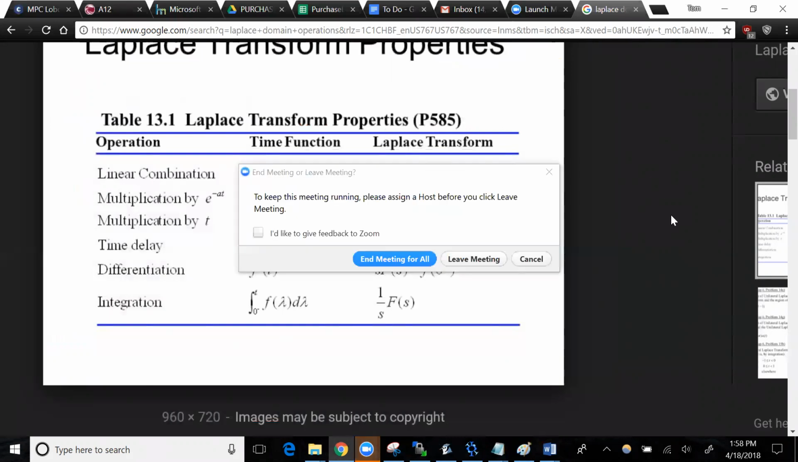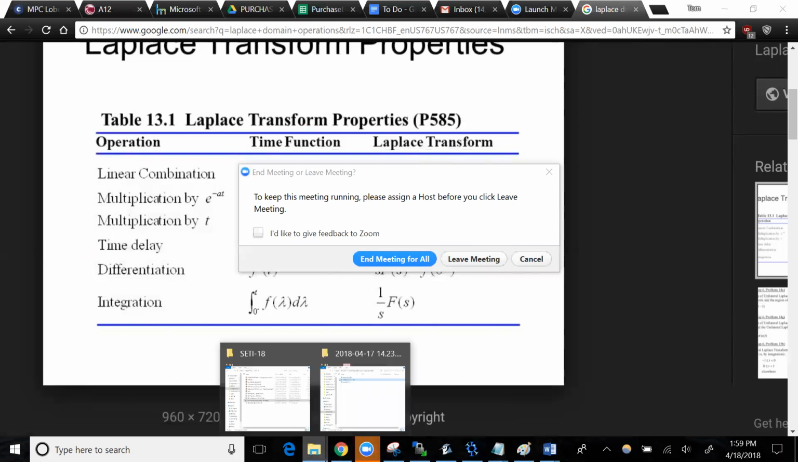We learned phasors. Yeah, it's a technique for analyzing AC circuits.